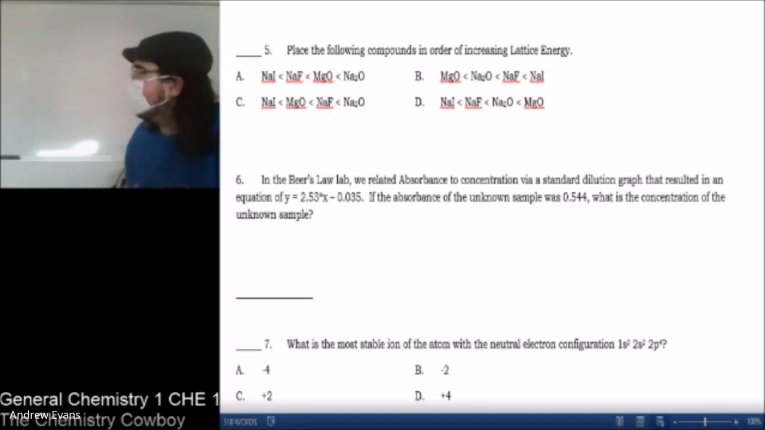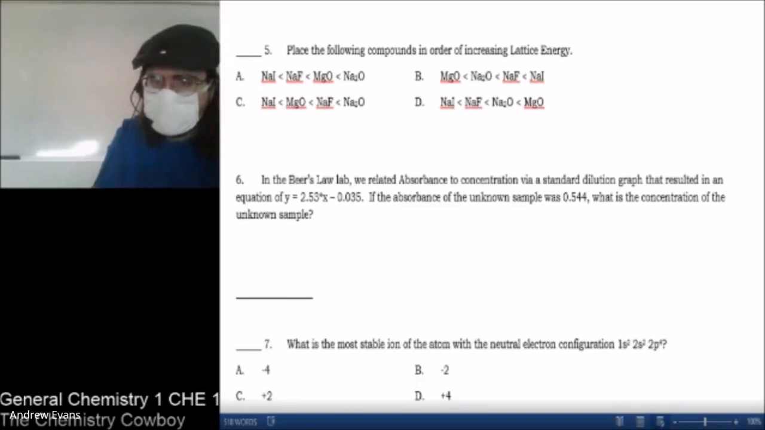If two ionic compounds had the same charges, then you must look at the size. The bigger the atom, the lower the lattice energy. And so what we found out was MgO is the highest, followed by NaO, followed by NaF, followed by NaI. So answer D was the one that places them in order of increasing lattice energy.